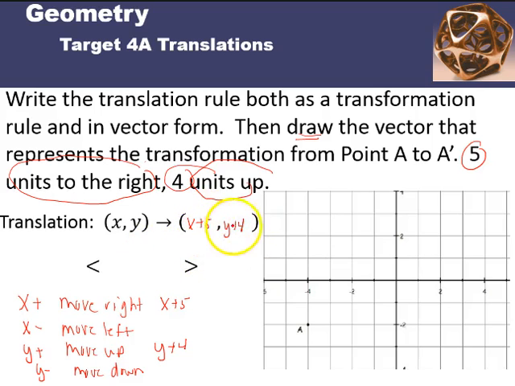Now here I just write the numbers without the letters in the arrows here. This is the vector form. So positive 5, positive 4.